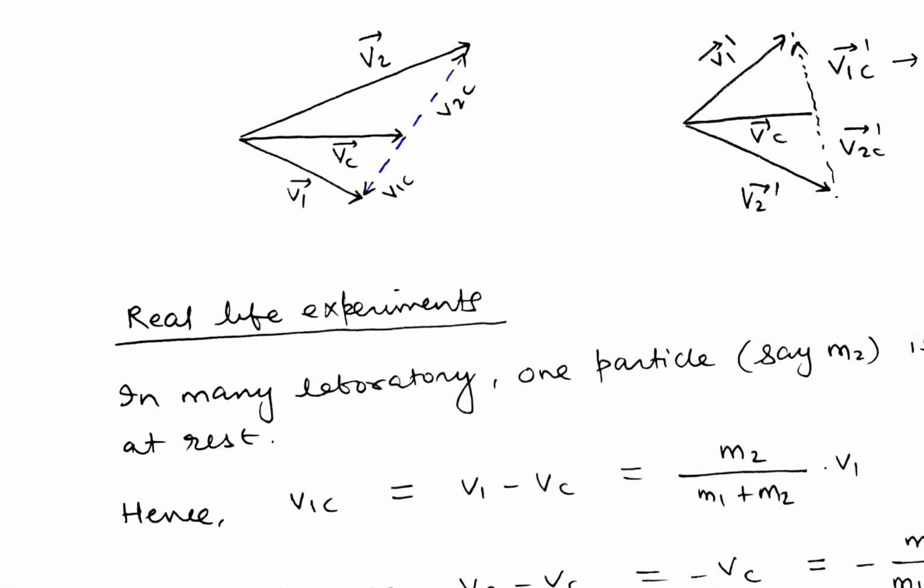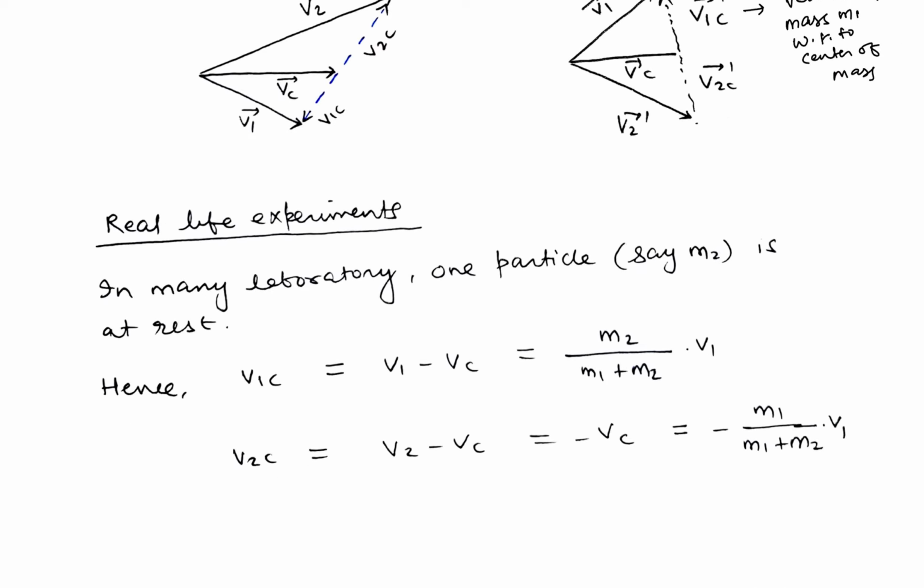Now let us go into the real life experiment, because ultimately we are learning each and everything so that we can apply it in real life scenarios. Like Rutherford did. In many laboratories, one particle, say m2, is at rest. Say Rutherford's gold foil scattering: the gold foil nucleus was at rest and the alpha particle was the only one moving. So in many scattering experiments, we do the same thing. So let us study this particular case.